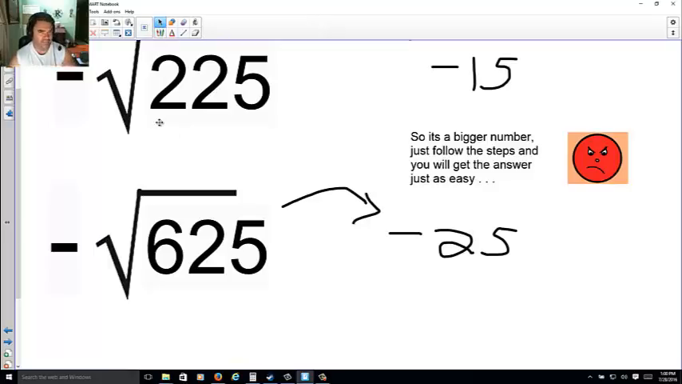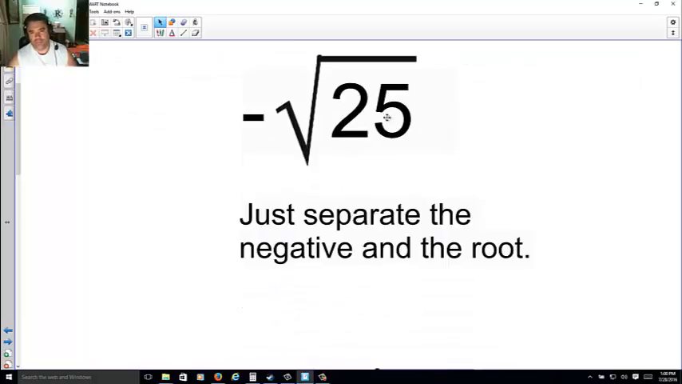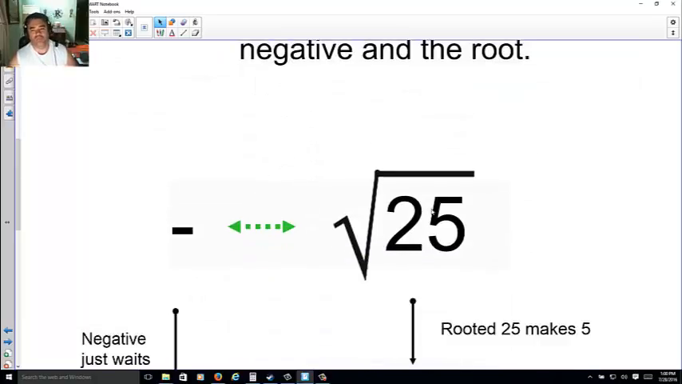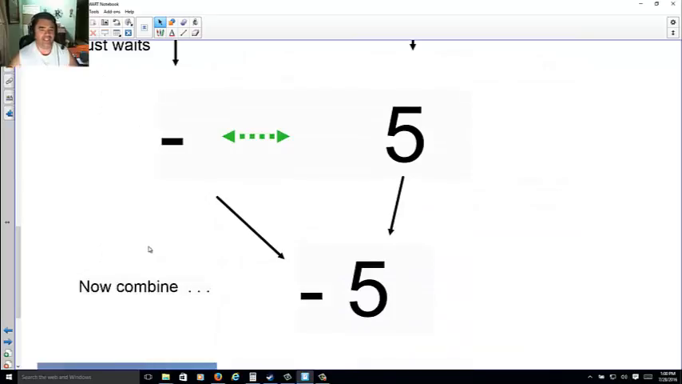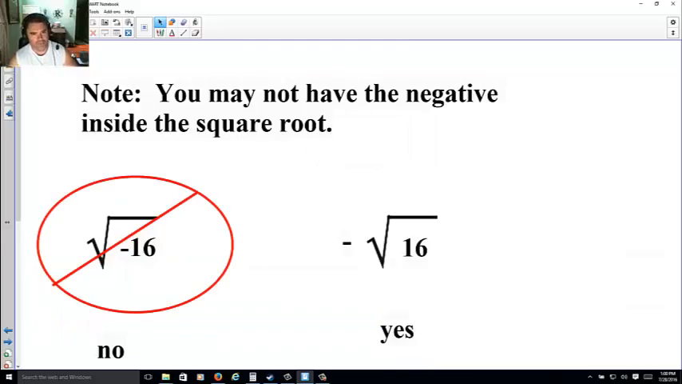They're calling for a negative, basically. Second look, this is where we're doing it. You just separate the root 25 and the negative, root 25 into 5, negative weights, slaps it together. Either way works. You're going to use both for Algebra 1.